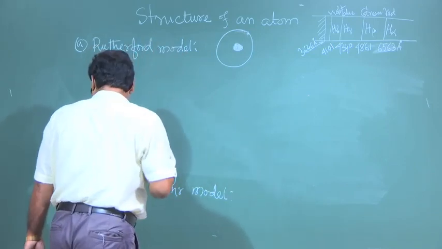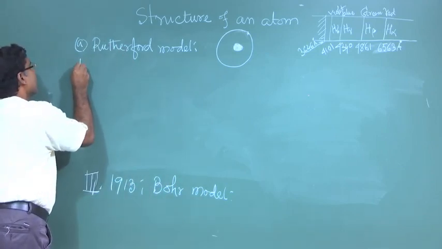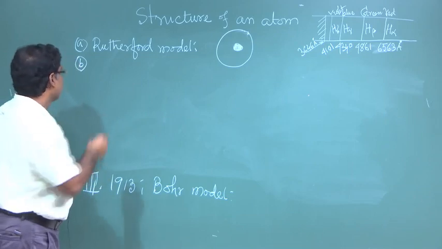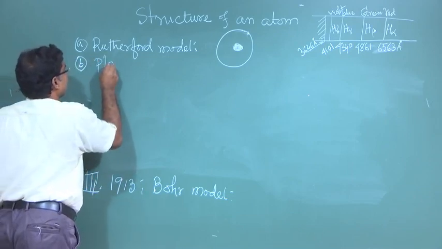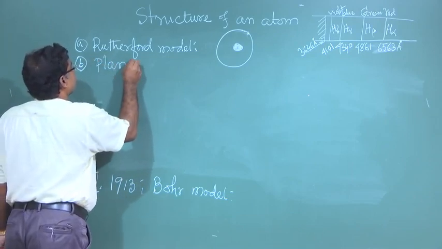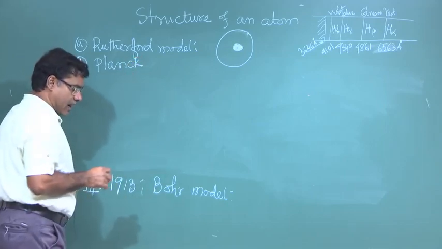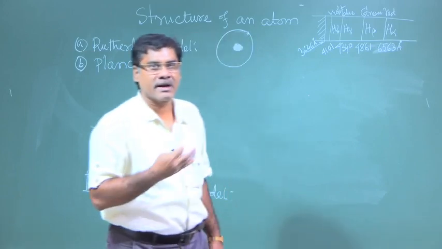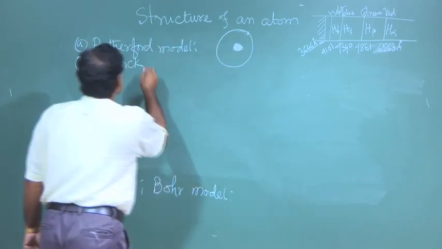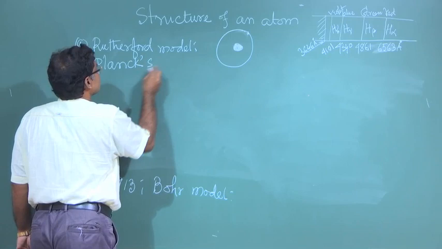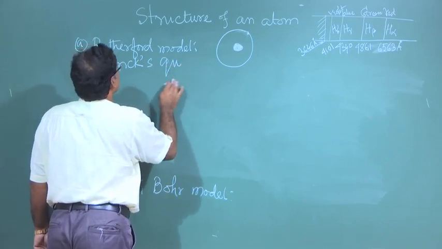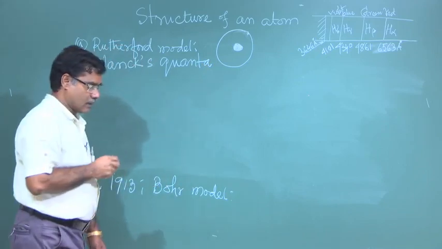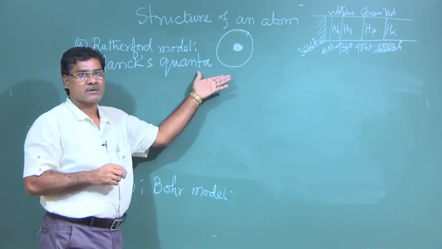So he considered that Rutherford model, and second he considered Planck's hypothesis of quantization, or Planck's quanta, as we also call it. What was that? Planck's quanta.